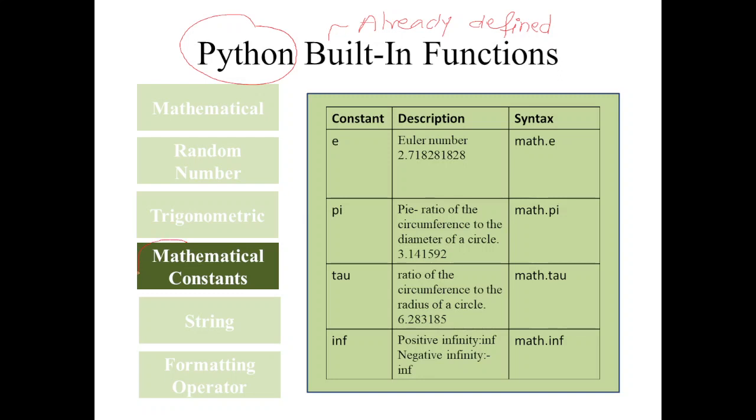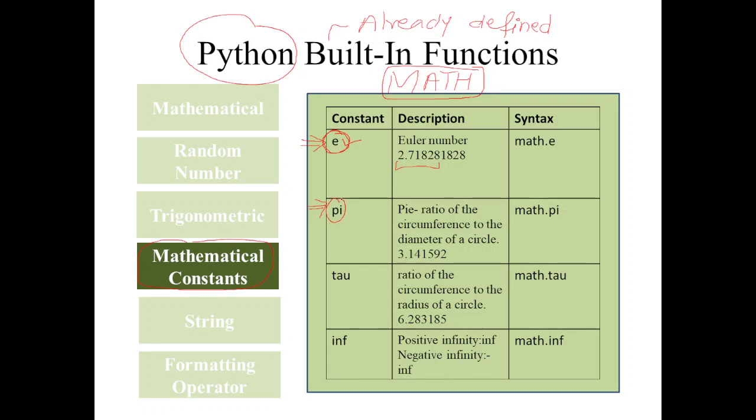So Python has some mathematical constants which are already defined in the math module of Python, and we need to call them, and if we want to call them then we just put the constant keyword. So here are some common constants which are already defined in the math module. First is the Euler number e, whose value is equal to 2.718.